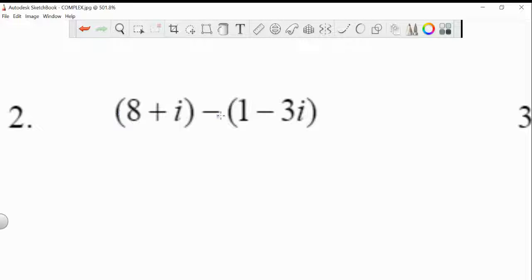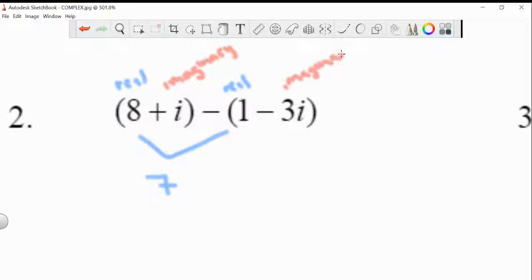When we subtract these 2, we're going to subtract the 2 real numbers. This is a real 8. This is a real 1. And so when we subtract these 2, we're going to get 7. I'm sure that's no surprise. I'm sure we feel good about this. Here's the issue here. We've got this imaginary piece here. We've got this imaginary piece here. And we need to add these 2 pieces together. But we don't need to add them together. We need to subtract them.